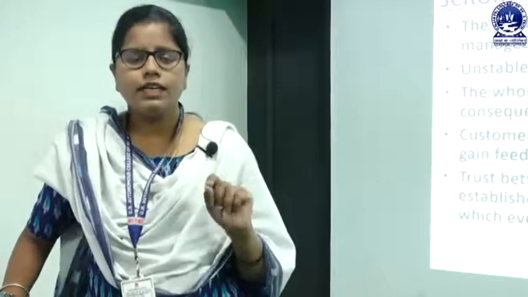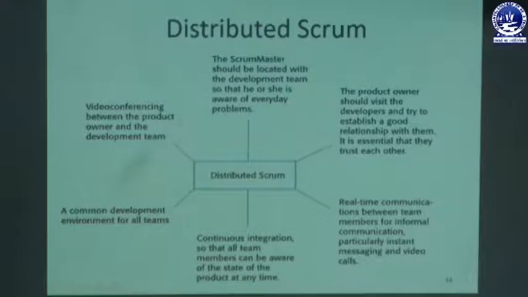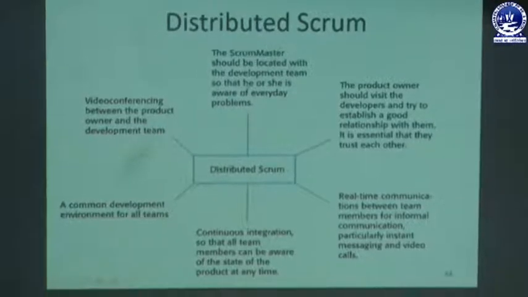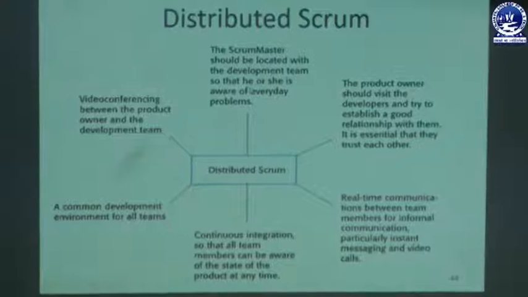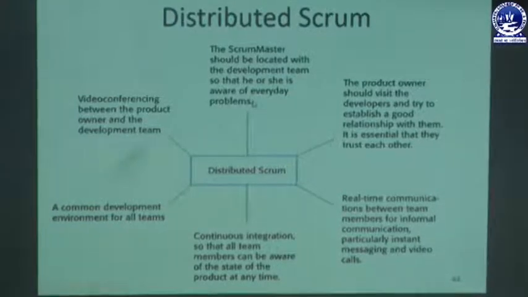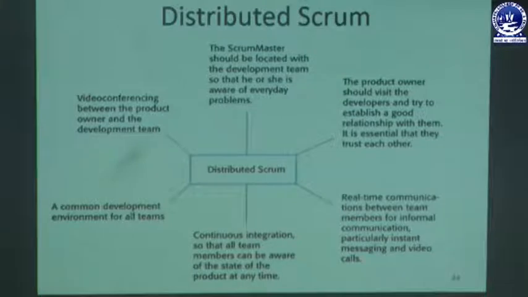So let's see what distributed Scrum is. Distributed Scrum means the Scrum Master should be located with the development team, so that he or she is aware of everyday problems. Obviously, the Scrum Master is responsible for daily meetings. The Scrum Master is responsible for having a good relationship with the team member and the customer. So the Scrum Master should be on the spot. It is not like the Scrum Master is the master, the head of the meeting, who stays in his office or at his home and works out the plan in an offline mode. No, the Scrum Master should be on the spot.